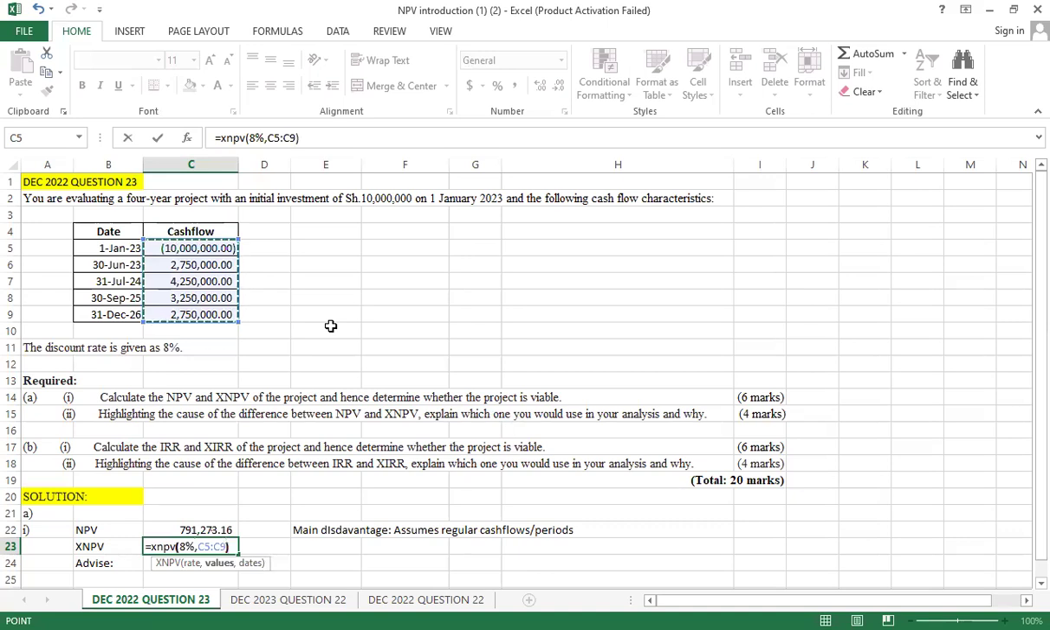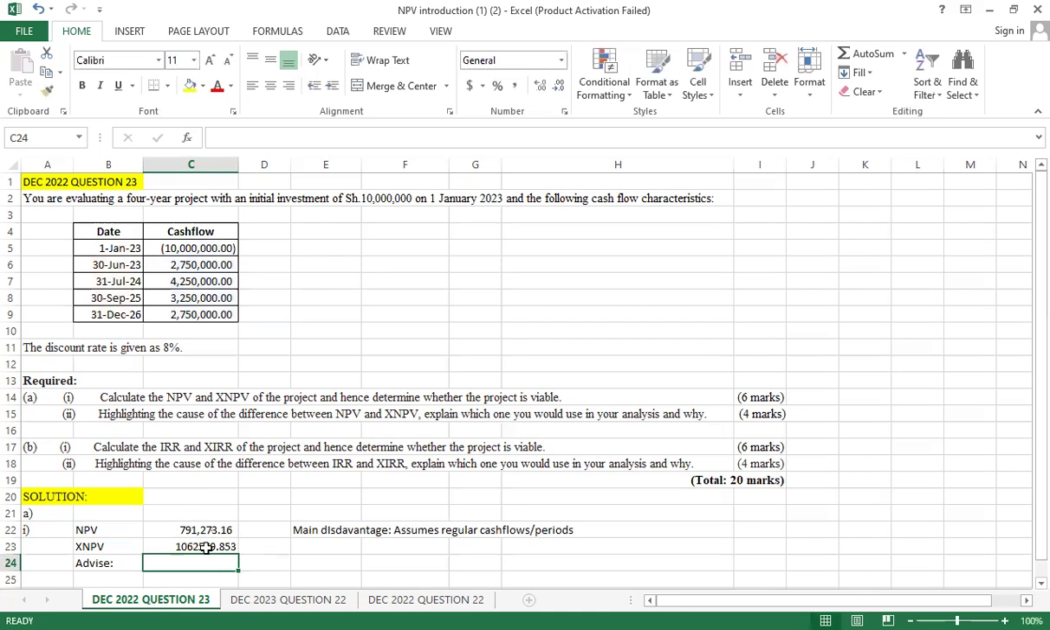Do not close the bracket, sorry. Next is comma. The formula says down here that we also pick the dates. We now take into account dates, so I will come and highlight all the dates, the first to the last. Now close the bracket, and then you can press enter.